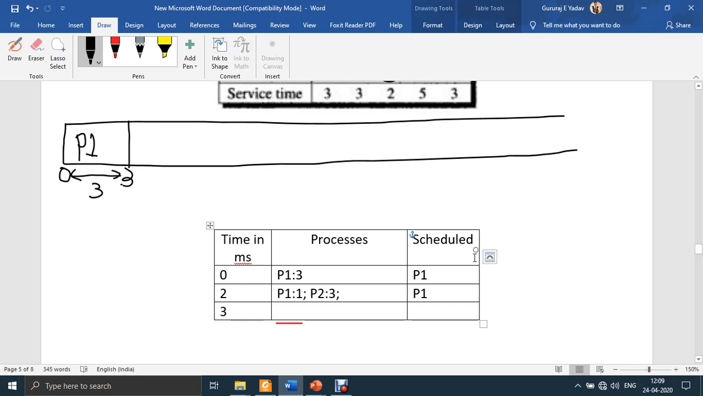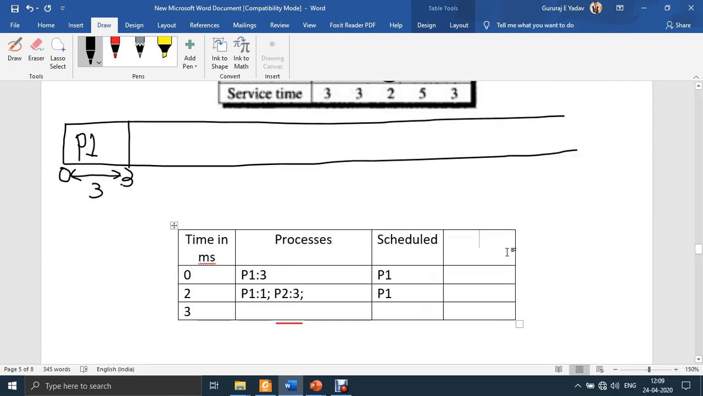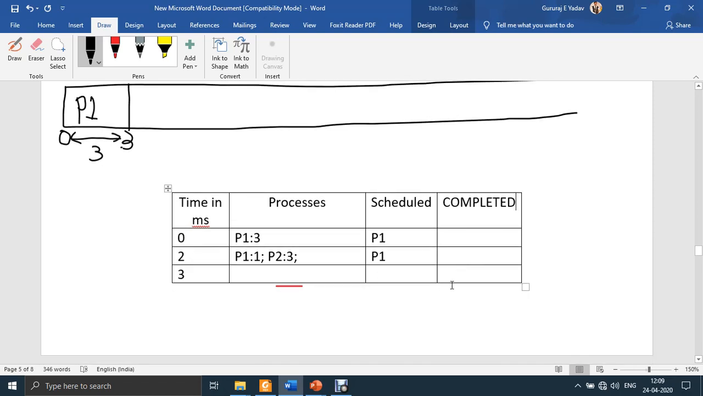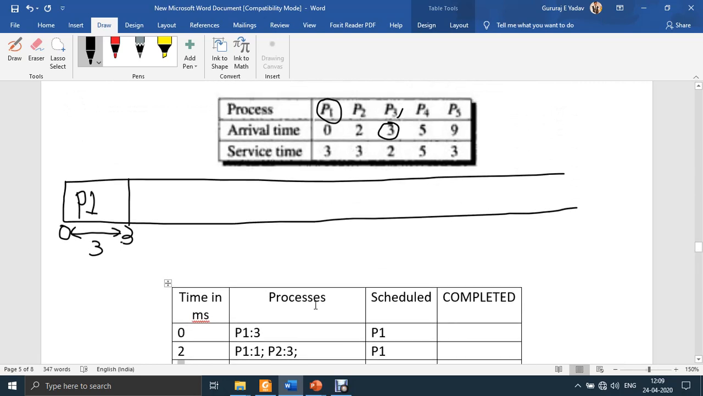So what you can do is add a new column here. To your right, insert a column right. Here you can keep track of completed processes. So at time 3, P1 has completed, right? Then what are the processes that are available in the system at time 3 milliseconds?